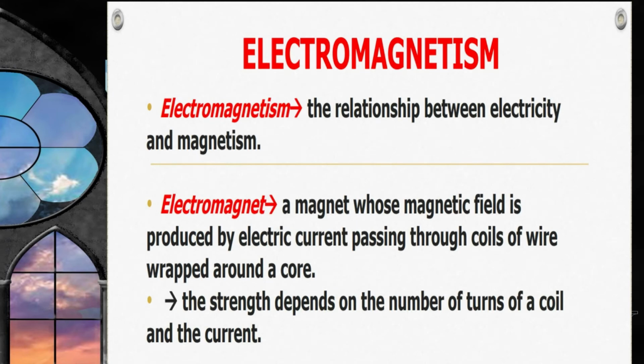In our previous lesson, we also have the definition of electromagnetism. It is actually the relationship between electricity and magnetism. Electromagnets are magnets whose magnetic field is produced by a current passing through a coil of wires wrapped around a core. The strength of this depends on the number of turns of the coil and the current that it will be producing or using.